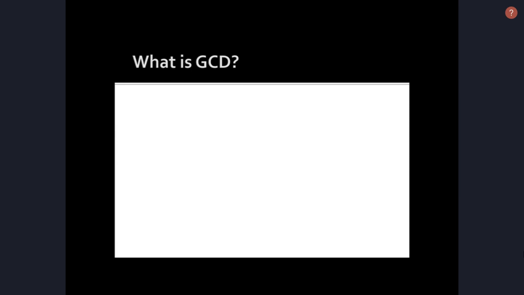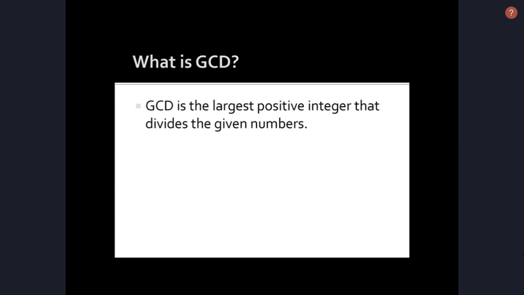It comes down to this question: what is GCD? In mathematics, the greatest common divisor of two or more integers, which are not all zero, is the largest positive integer that divides each of the integers. For example, the GCD of 8 and 12 is 4.